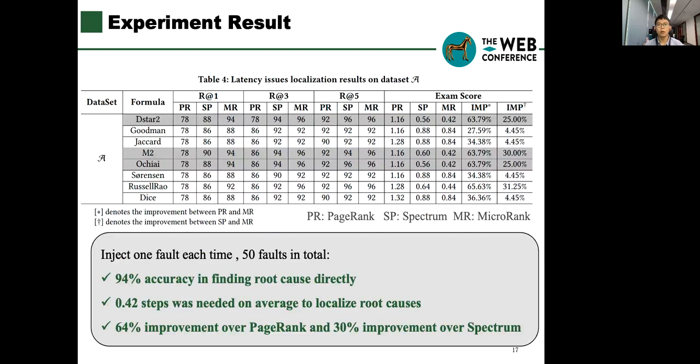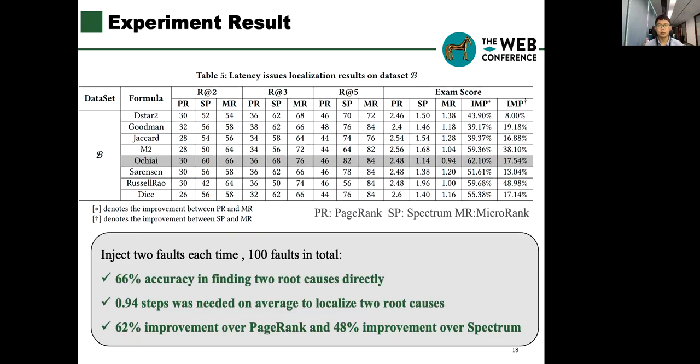At dataset A, we inject 1 fault each time, 50 faults in total. The results show that MicroRank gets 94% accuracy in finding the root cause directly. Application operators only need 0.42 steps on average to localize root causes. MicroRank gets a 64% improvement over PageRank and a 30% improvement over the initial spectrum method.